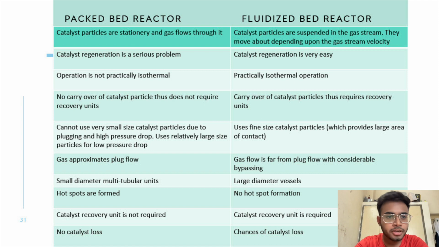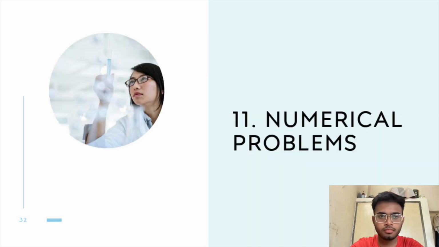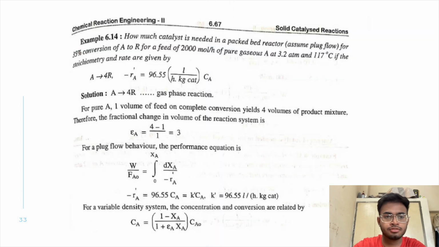In order to choose between a packed bed reactor and a fluidized bed reactor, we need to know their differences so that it is easy for us to know how they perform. So this table represents the differences between the two reactors, and based on this data, we can easily decide which reactor we need to choose for a specific process manufacturing. Let us consider a few numerical questions in order to have a clear understanding of whatever we have learned. So here is the first question.